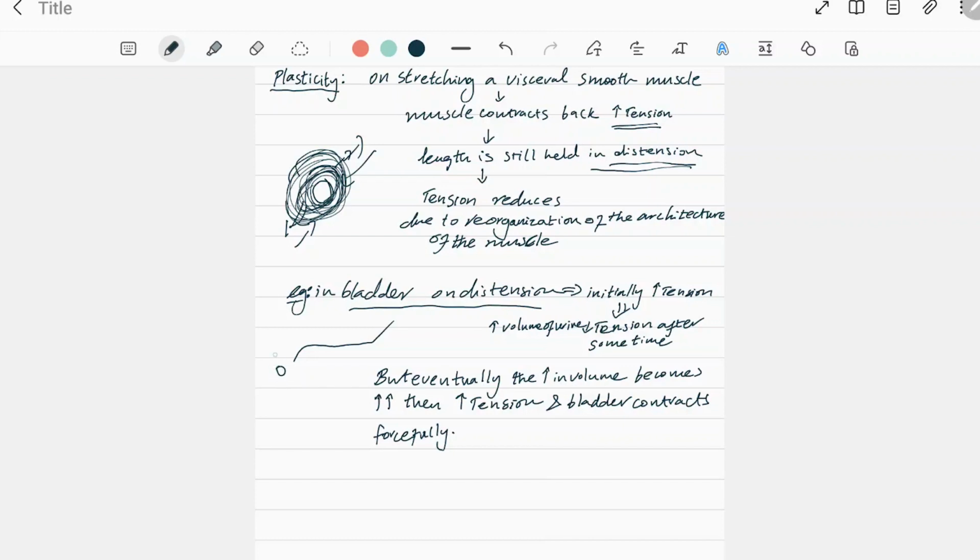From 0 to 150 ml, nothing happens, everything looks good. But then after 150 ml, there's not much change in the tension. And then after some time it gets really increased. So the increase in tension during the later stages, when you've crossed the limit, causes the bladder to contract forcefully.